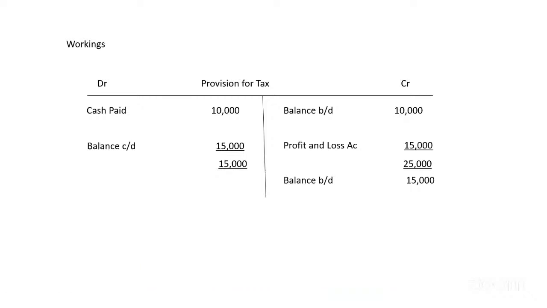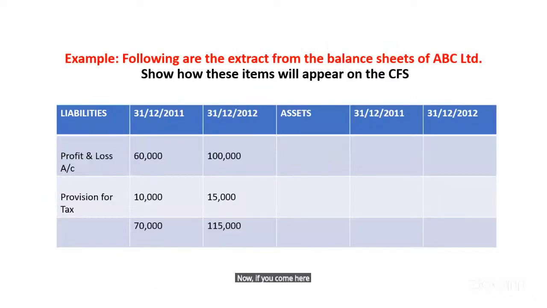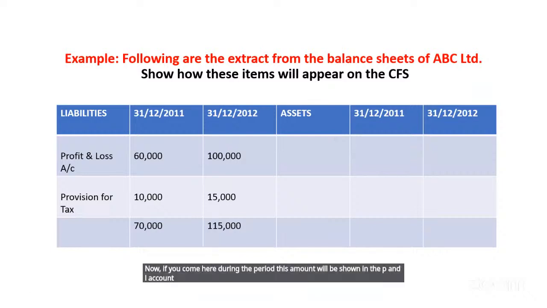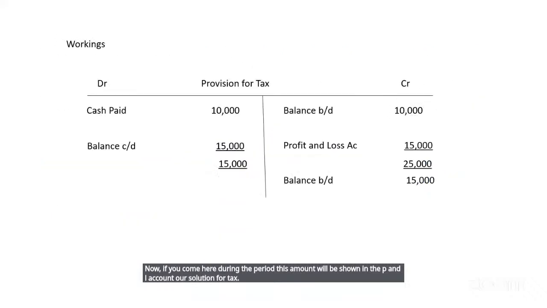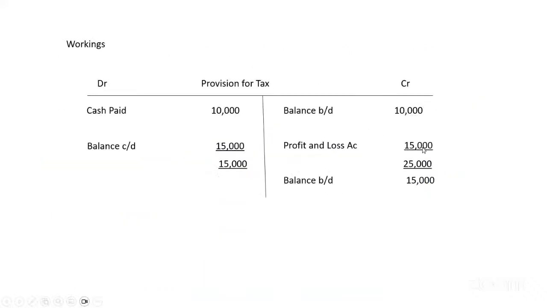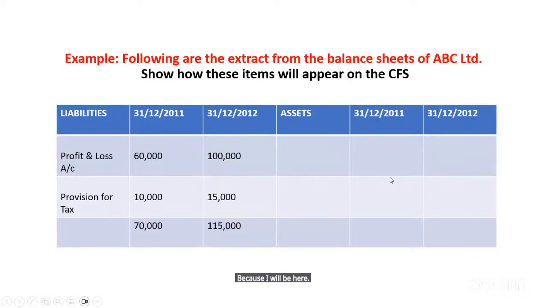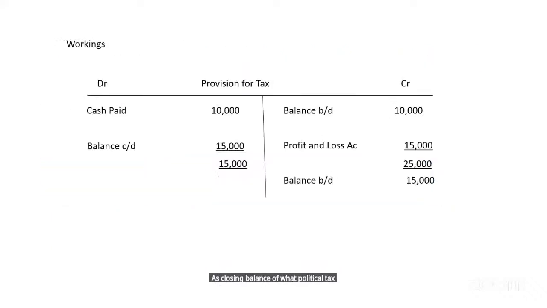Now, if you come here, during the period, this amount will be shown in the P&L account as provision for tax. That's what will be here. Now, in the same period, this will be shown as closing balance of provision for tax. In that case, you bring it down here. Balance carried down of 15,000 naira. So when you add 10,000 plus 15,000, it will give us 25,000 naira.